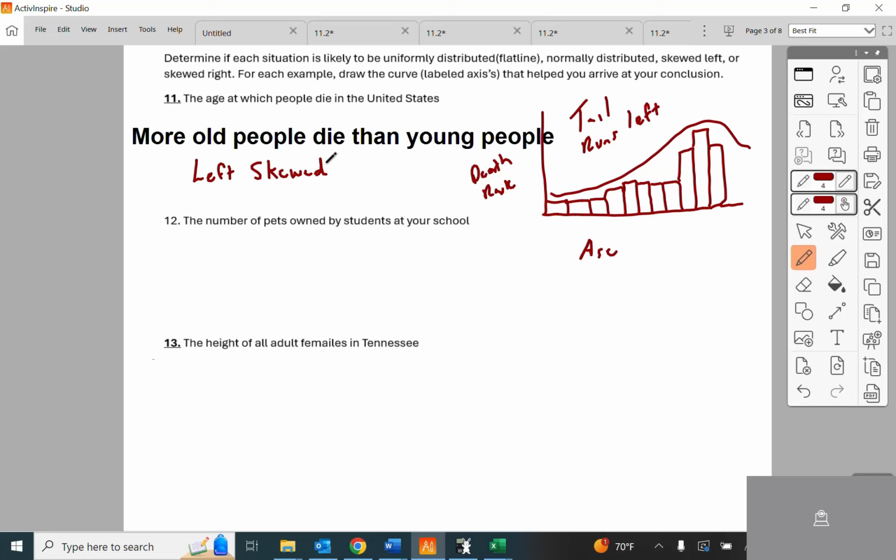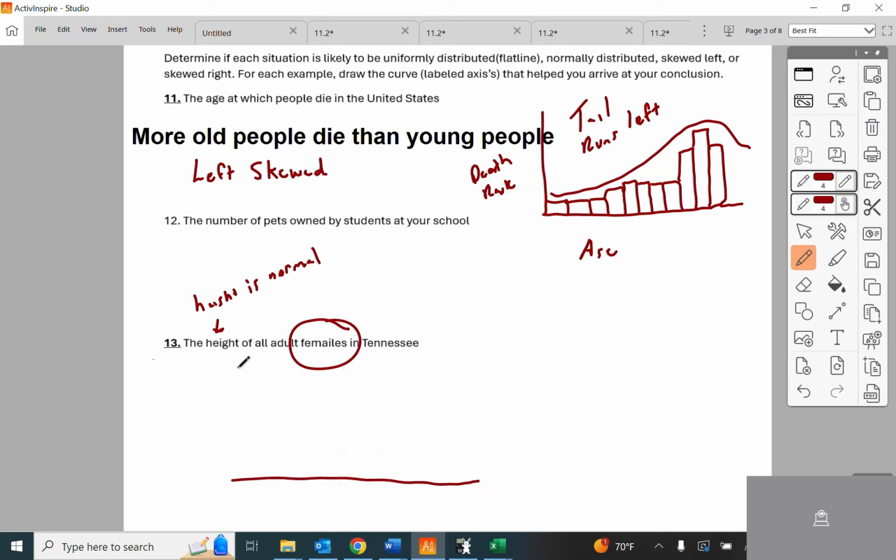All right, the height of all adult families in Tennessee, whatever a family is, what is a family? The height of all adult families in Tennessee. I would expect that to be normal. That's kind of the thing. Height is usually normal. It's going to be a pretty good distribution.